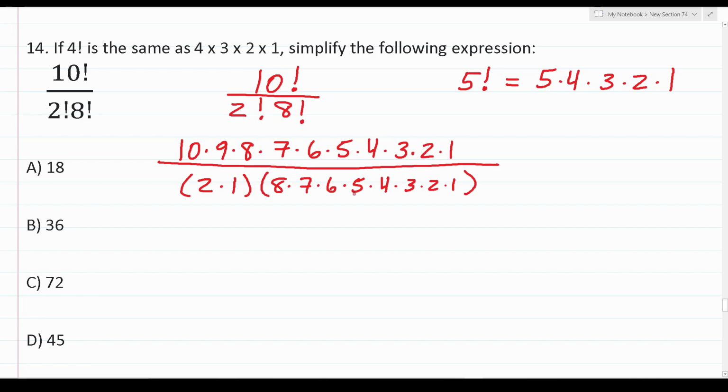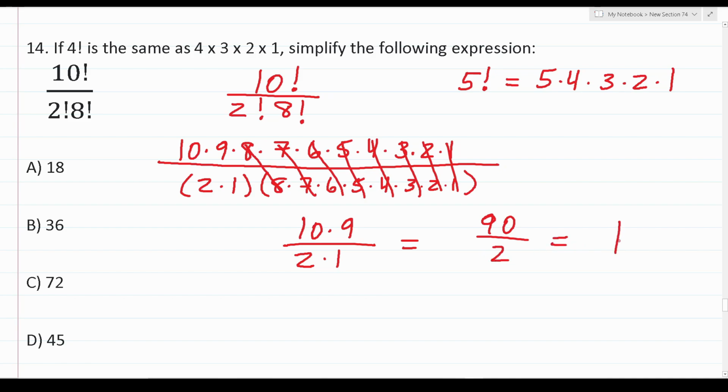That said, you should see that we have some corresponding numbers in the numerator and denominator. And in light of that, we can cross them out. Again, this 8 goes with this 8, so we'll cross it out. 7, 7, 6, 6, 5, 5, 4, 4, 3, 3, 2, 2, and 1, 1. So this becomes 10 times 9 over 2 times 1. Well, what is 10 times 9? That's 90. What's 2 times 1? That's just 2. 90 divided by 2 is 45. So the answer to this one is D, 45.